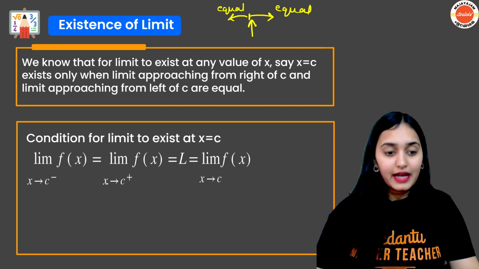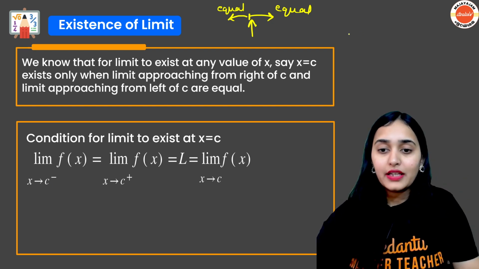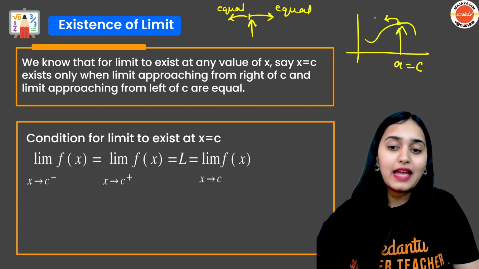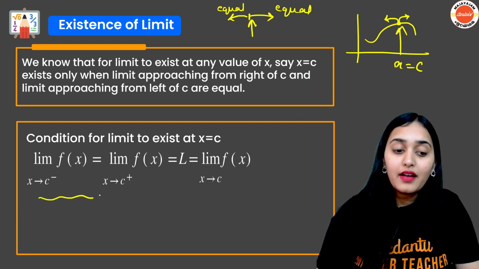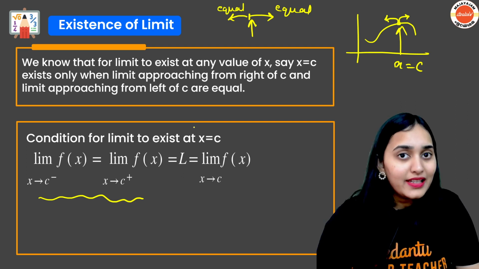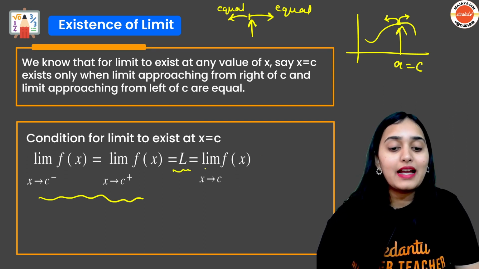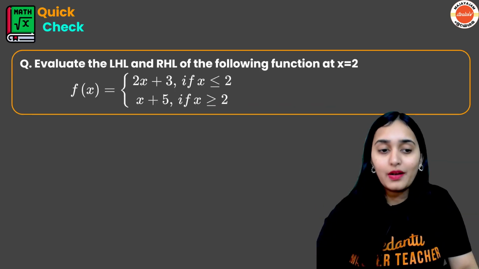So for example, if we take a graph, okay, and we are considering x is equal to c. At a smaller value than c and at a bigger value than c, we compare whether the value of the function is coming equal or not. If they are coming equal, then we say that the limit exists. Okay. Now for example, let me show you a question.